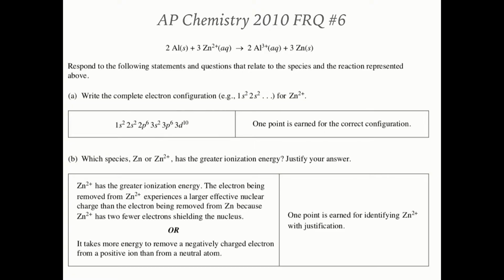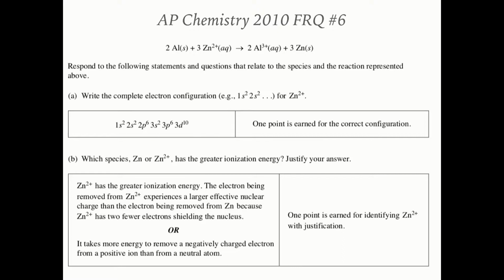Right, I'm going to go through the 2010 FRQ number 6. It says, respond to the following statements and questions that relate to the species and the reaction presented above. First of all, it asks for the complete electron configuration for zinc 2+. The one thing you need to be careful about is that the original configuration had 3p6, 4s2, 3d10, but remember that you need to remove the 4s2, okay? Because 4s is the highest energy level, and therefore you need to remove it from there. So you got 1 point for that.